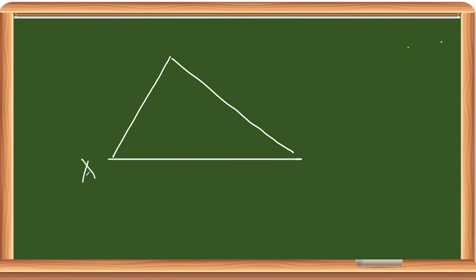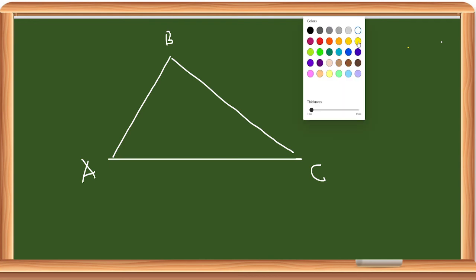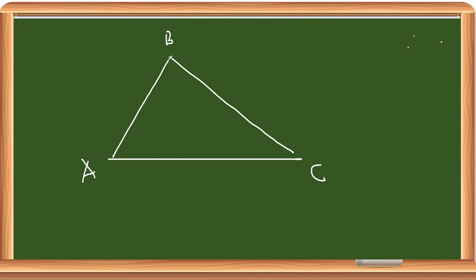Yung angle bisector ng triangle. For example, we have here triangle. Let's say this is triangle ABC. And then we have an angle bisector. Pagka sinabing angle bisector, it divides the angle into two congruent angles. That means yung angle B hinati siya into two congruent angles. Equal din to. Nahati siya equally.